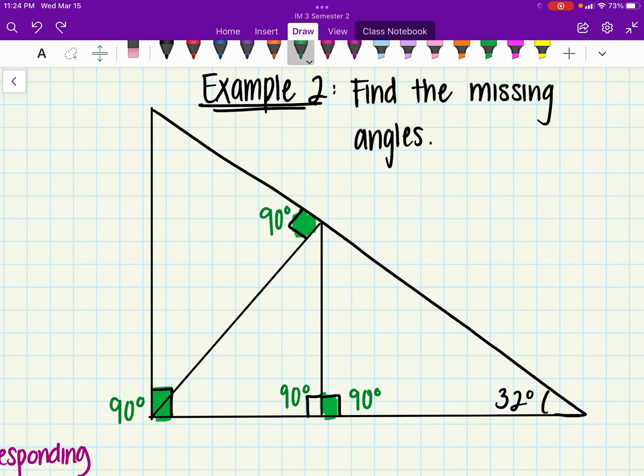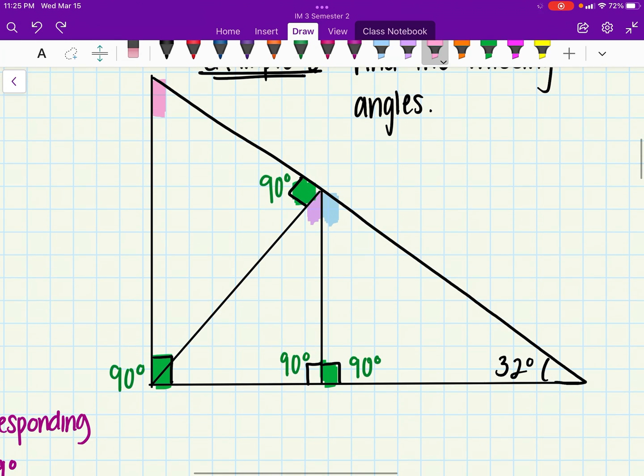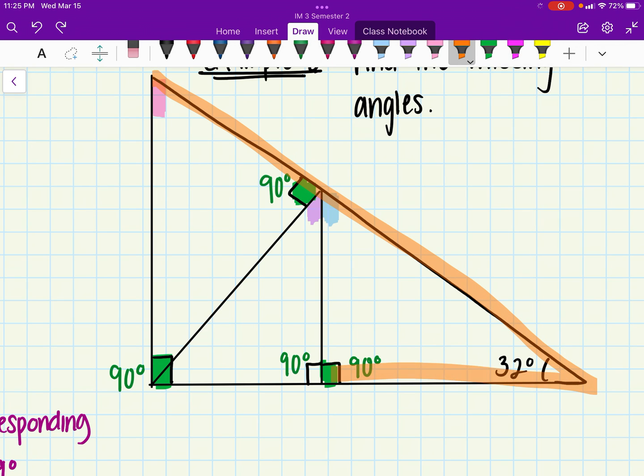So let's go ahead and take a look at the other angles, right? Let's say I want to go ahead and find this one here, that one, and this top one and any other ones. We'll just go ahead and do those, right? So starting off, I do have 32 degrees on this side here. Now, if I focus on our bigger triangle, once again, this here is our bigger triangle, right?